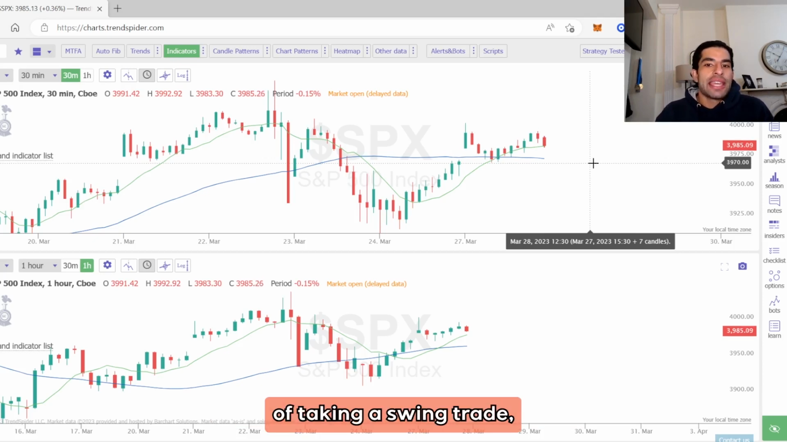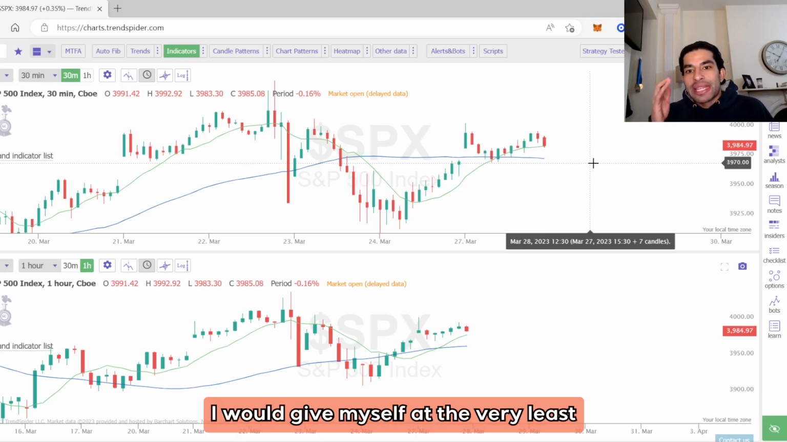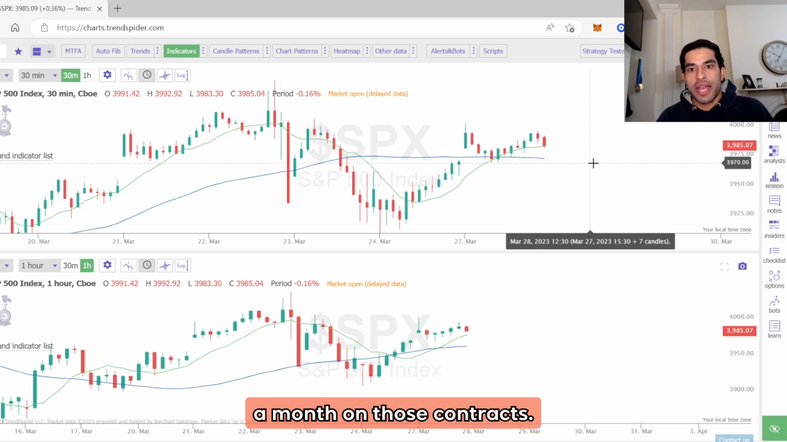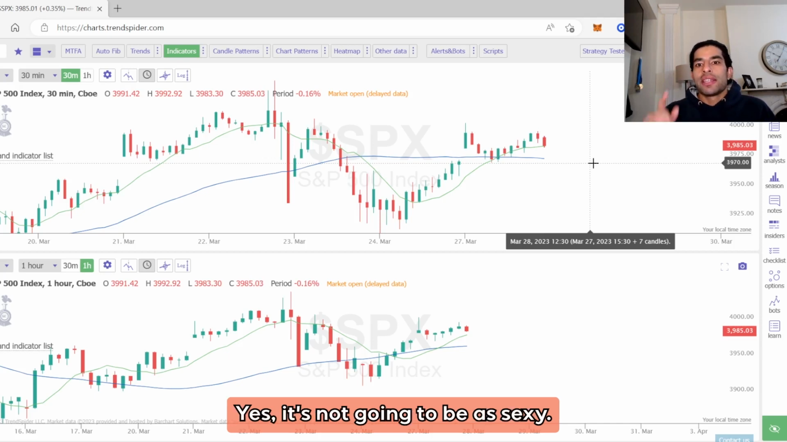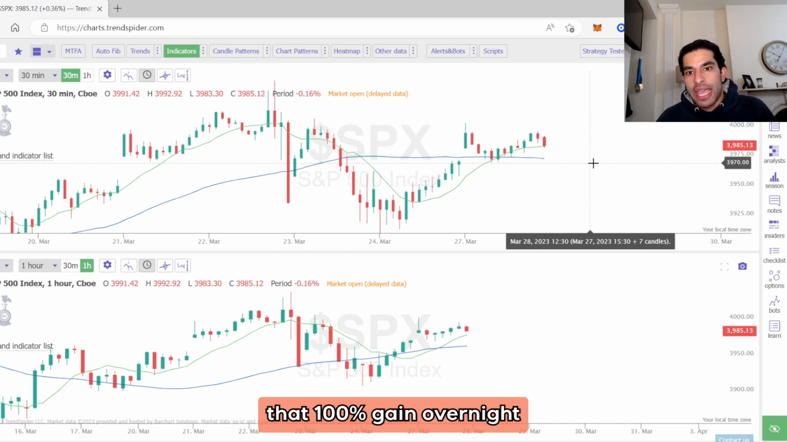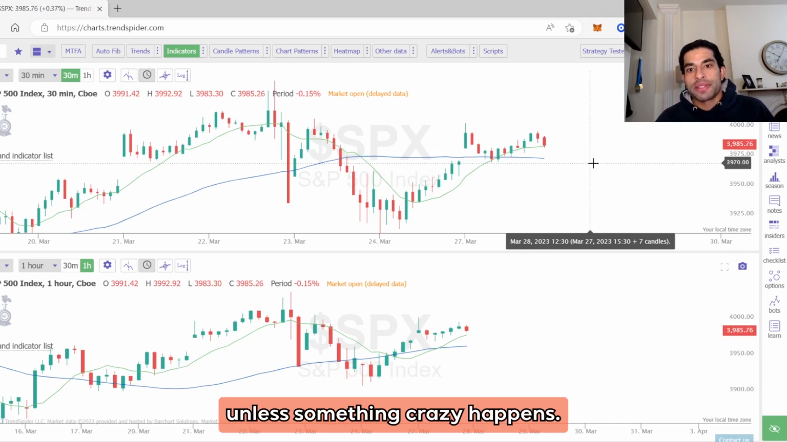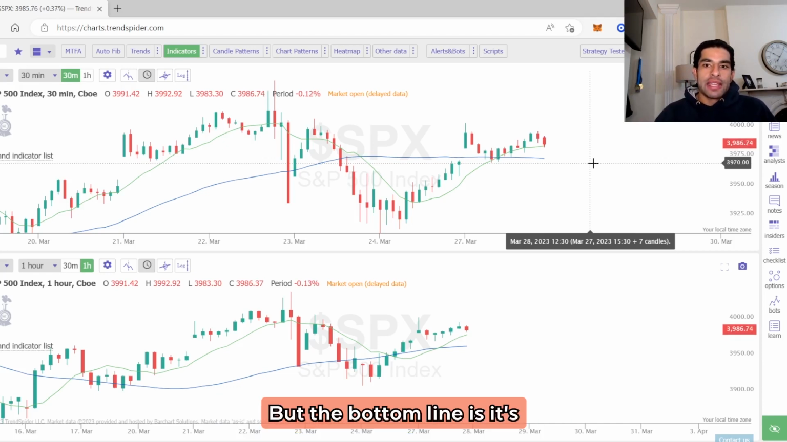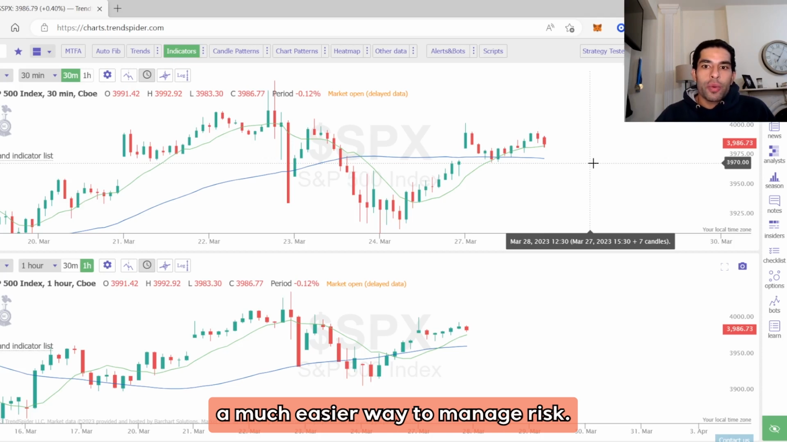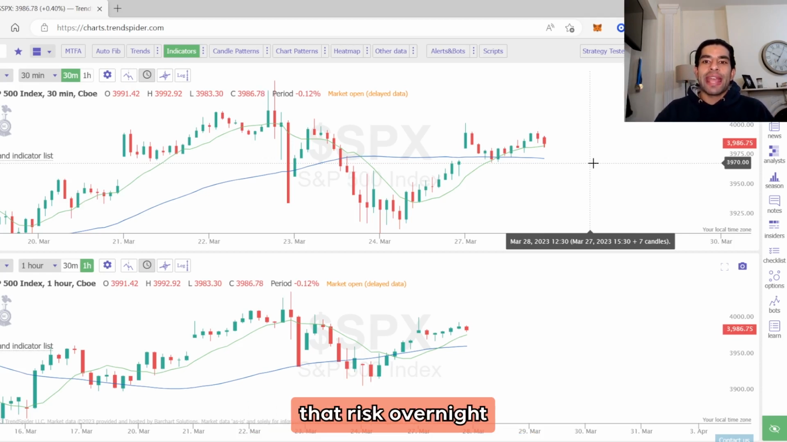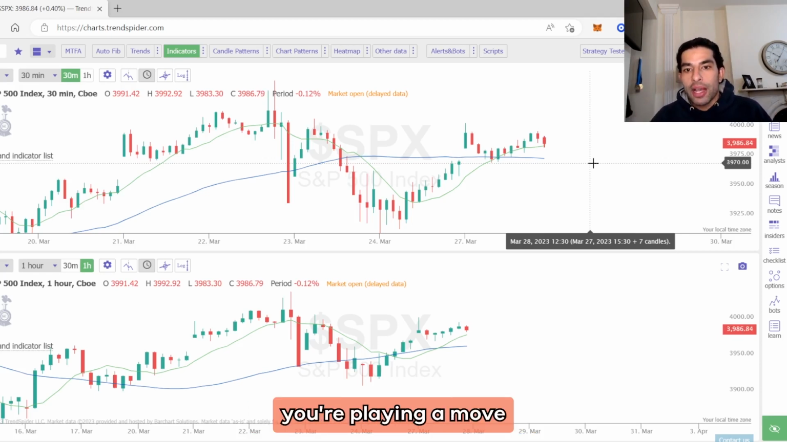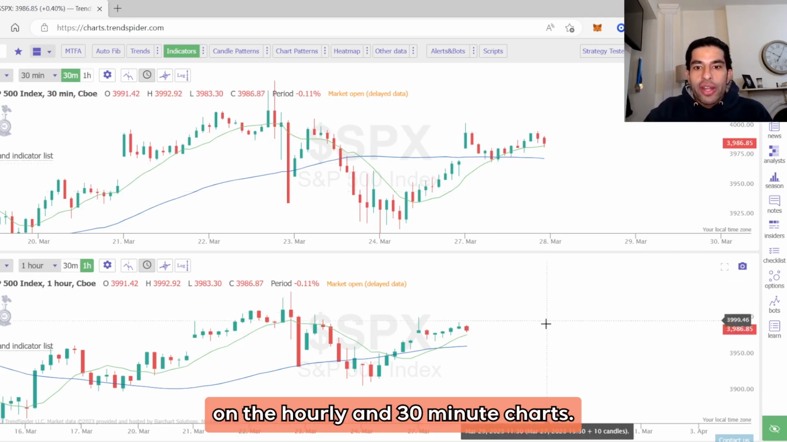Now, in the case of taking a swing trade, I would give myself at the very least a month on those contracts. Here's the reason why. Yes, it's not going to be as sexy. Yes, you're probably not going to hit that 100% gain overnight unless something crazy happens. But the bottom line is it's a much easier way to manage risk. It is much easier to manage risk when you buy yourself plenty of time and when you're taking that risk overnight. And again, you're playing a move on the hourly and 30-minute charts.